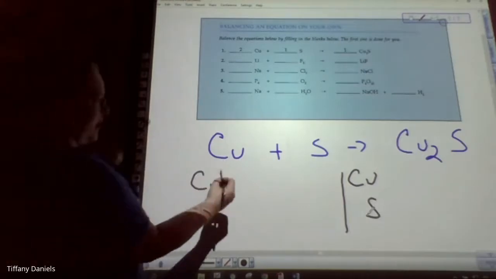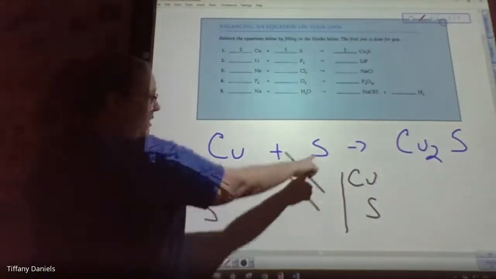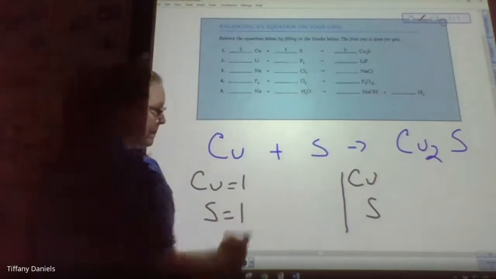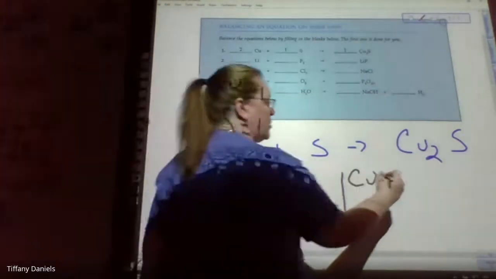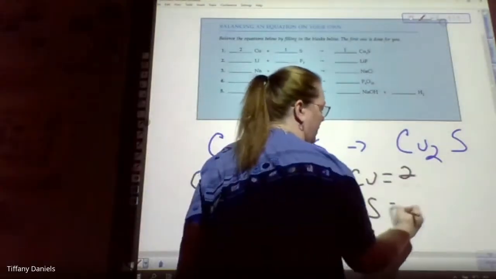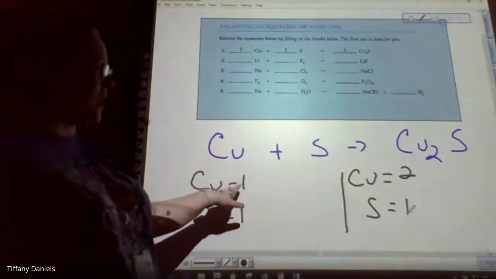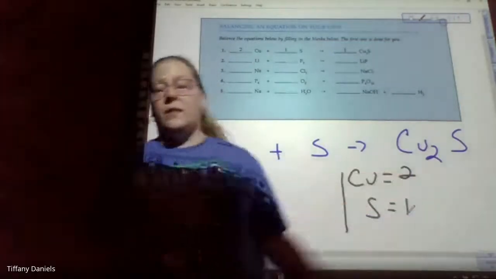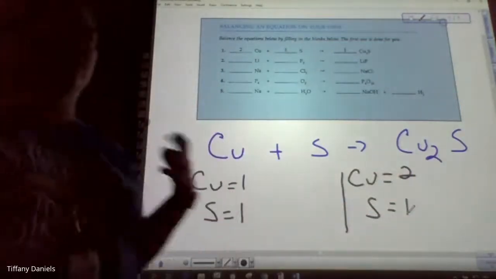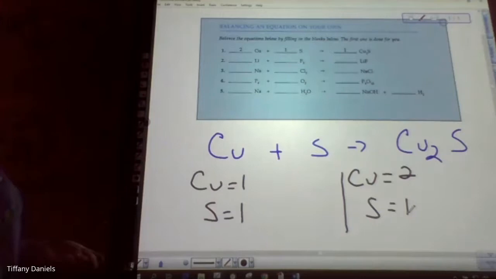So on this side I have 1 copper and 1 sulfur. And on this side I have 2 coppers and 1 sulfur. So what you see is that you have 1 copper on this side, but 2 on that side. And so this equation is a very sad equation because it's not balanced.